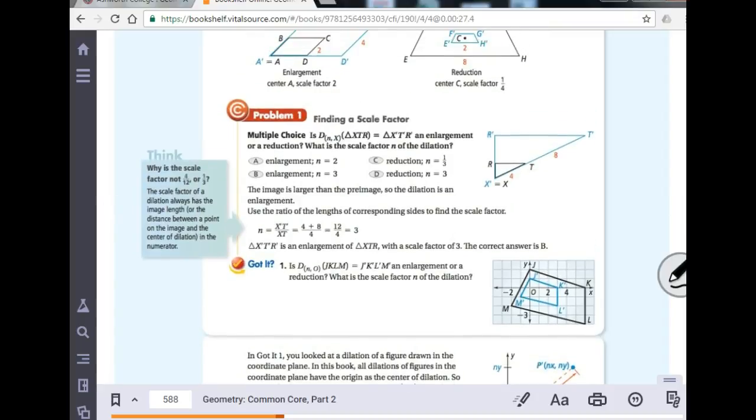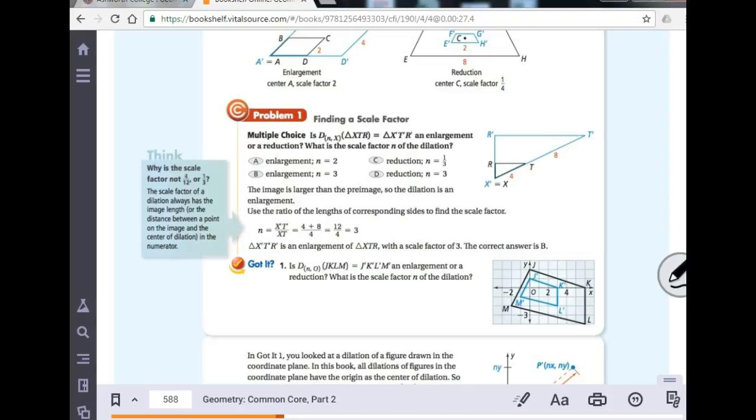are not what we call rigid movement, which means it doesn't keep its same dimensions. It is the same shape, but it doesn't stay the same size. So because of that, we have what is called a scale factor.